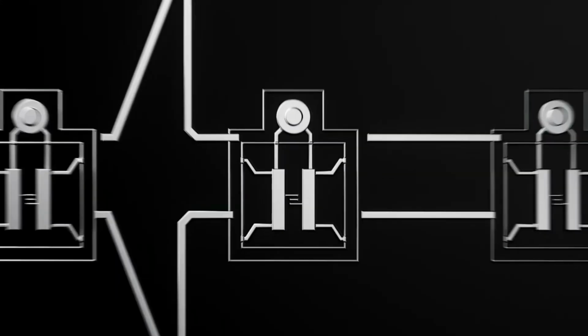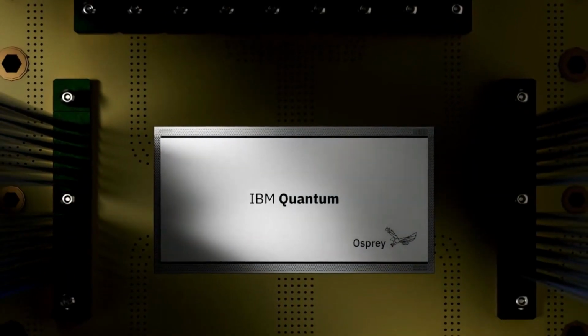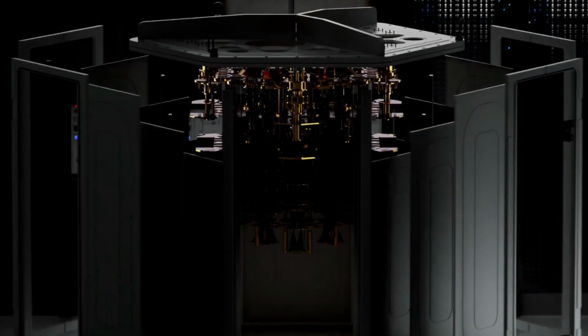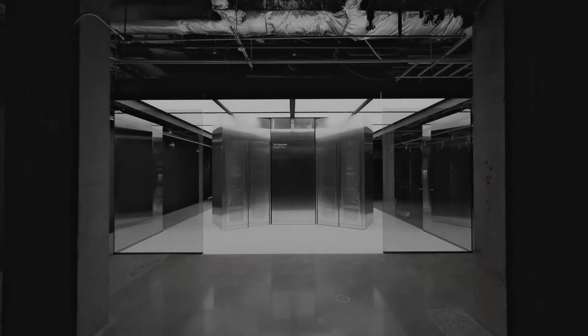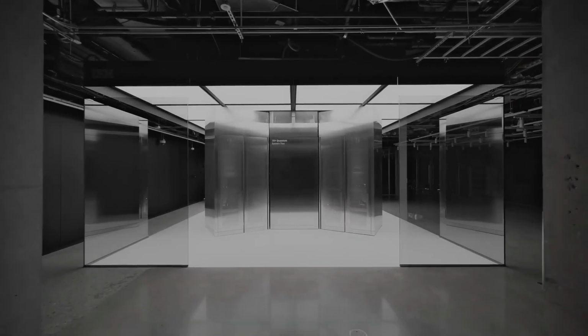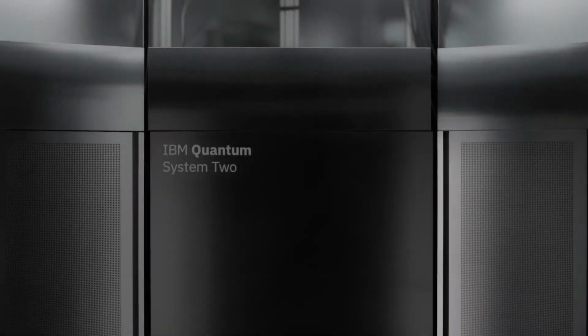On Monday, IBM made the announcement that it had successfully manufactured the two quantum systems that were planned to be released in 2023, according to its roadmap. Introducing the IBM Quantum System 2, the world's first modular utility-scale quantum computer system.